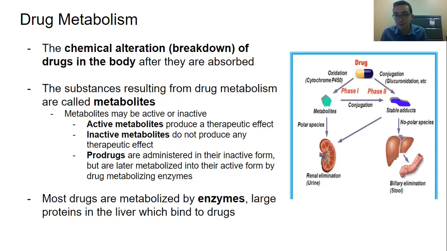Now, a little bit of an offshoot from the idea of active and inactive metabolites are what's called prodrugs. Prodrugs are administered in their inactive form, but they're later metabolized into their active form by drug metabolizing enzymes. Now, what does this mean? It's kind of like a little Trojan horse almost. So if you know the story of the Trojan horse, how it got into it was a bunch of basically the soldiers were hiding inside the horse, right?